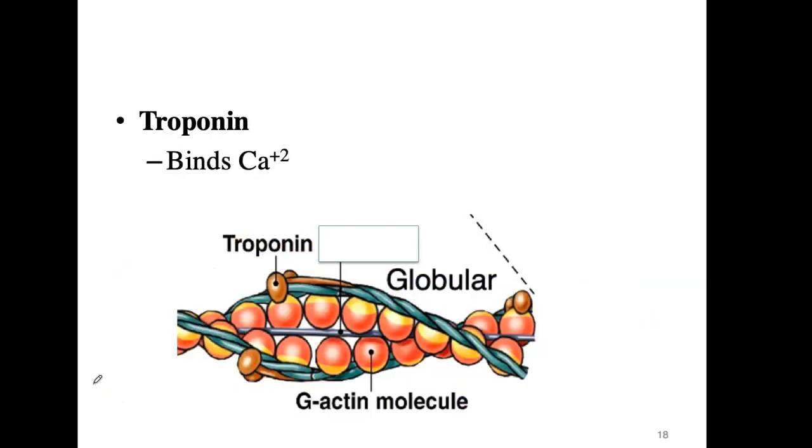Okay. What else do we need to look at in the protein actin? So here we can see that we also have something called troponin. Troponin, then, this is the globular actin, correct? Sitting on one of those globules would be this molecule of troponin.